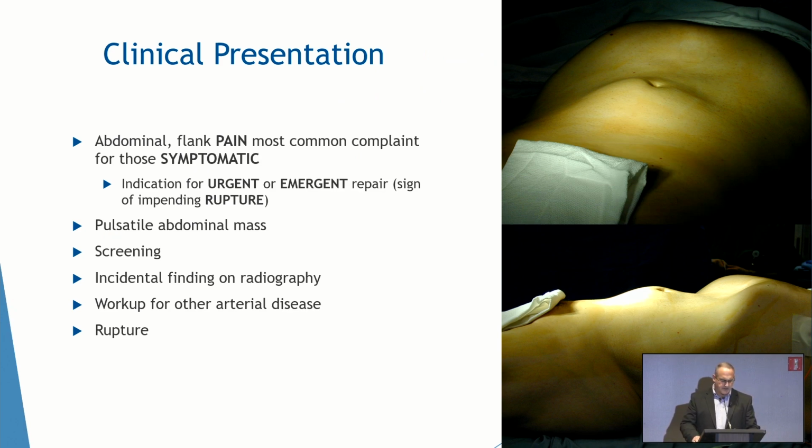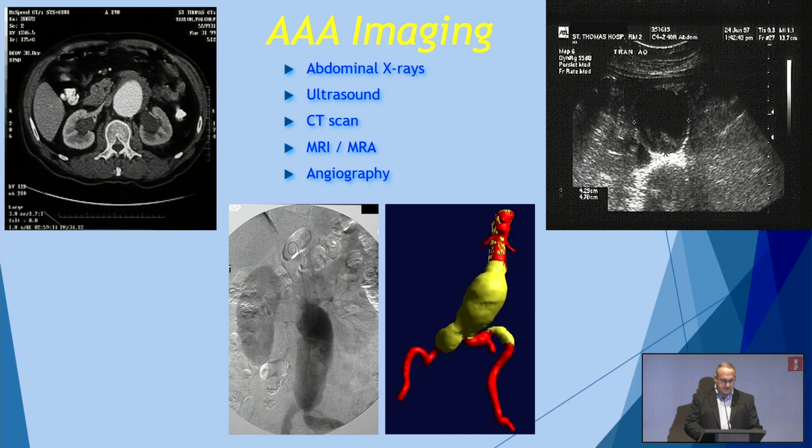If a patient shows up with unexplained flank pain, that's pretty much an indication for an urgent or emergent repair, as that is a sign of impending rupture. As the aneurysm stretches, especially in the weak areas, you can get significant pain. On physical exam, you can see a pulsatile abdominal mass. It can be picked up by screening, and as an incidental finding on radiography or workup for any other arterial disease.